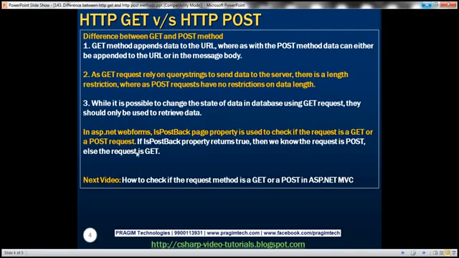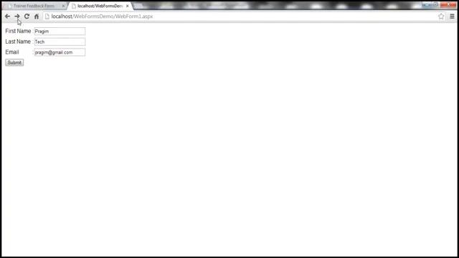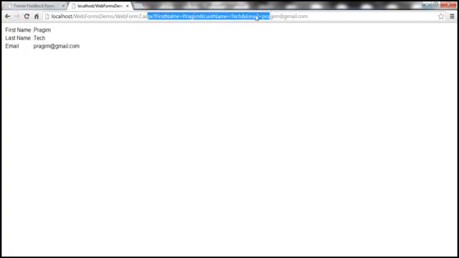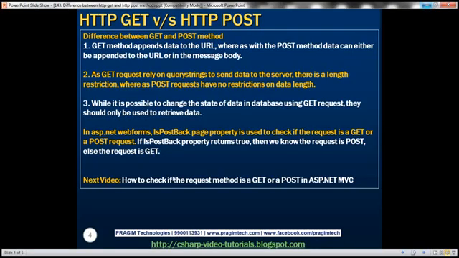As GET requests rely on the query string to send data to the server, obviously there is a length restriction. So here we have a GET request and we are sending this data to the server using query strings. There is a length restriction on the URL, which means there is a length restriction on the amount of data that can be transmitted using a GET request. But with POST, we don't have that issue because POST uses the HTTP message body to send data.